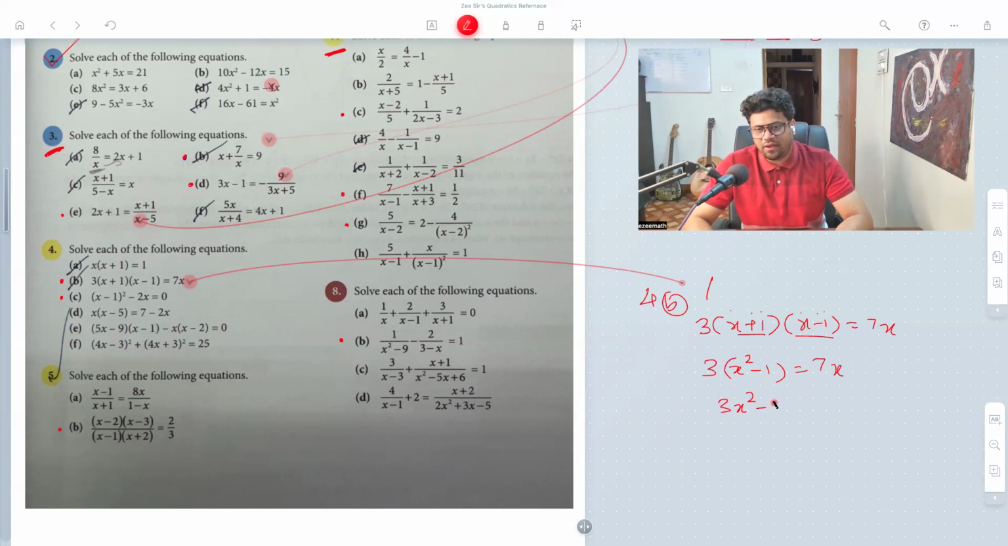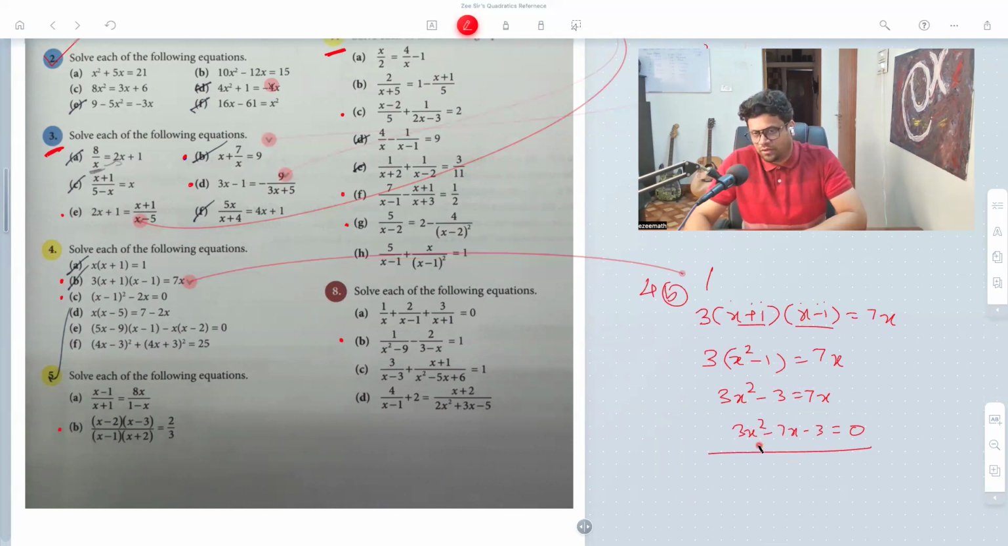Now you have 3x square minus 3 equals 7x. Now you go 3x square minus 7x minus 3 equals 0. Again, a quadratic. You can solve by the formula or splitting the middle term or whatever method works for you.